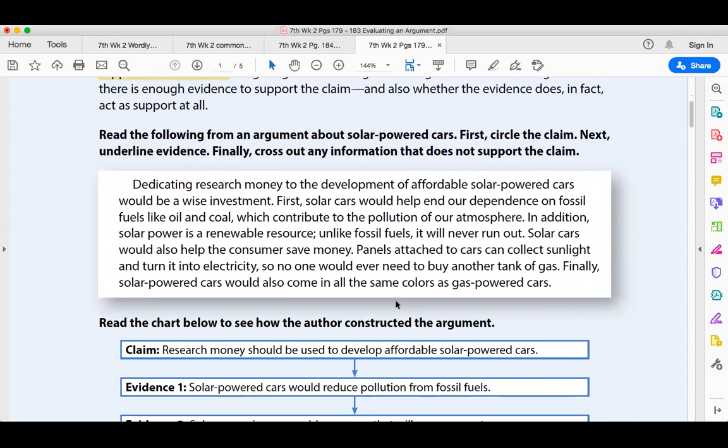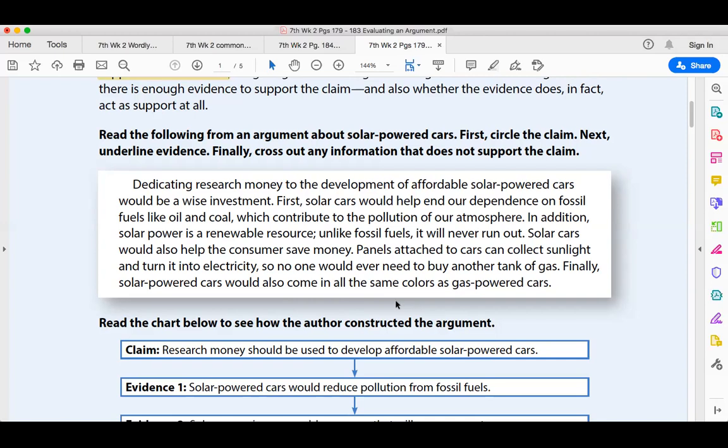First, solar cars would help end our dependence on fossil fuels like oil and coal, which contribute to the pollution of our atmosphere. In addition, solar power is a renewable resource, unlike fossil fuels. It will never run out. Solar cars would also help the consumer save money. Panels attached to cars collect sunlight and turn it into electricity, so no one would ever need to buy another tank of gas. Finally, solar-powered cars would also come in all the same colors as gas-powered cars.